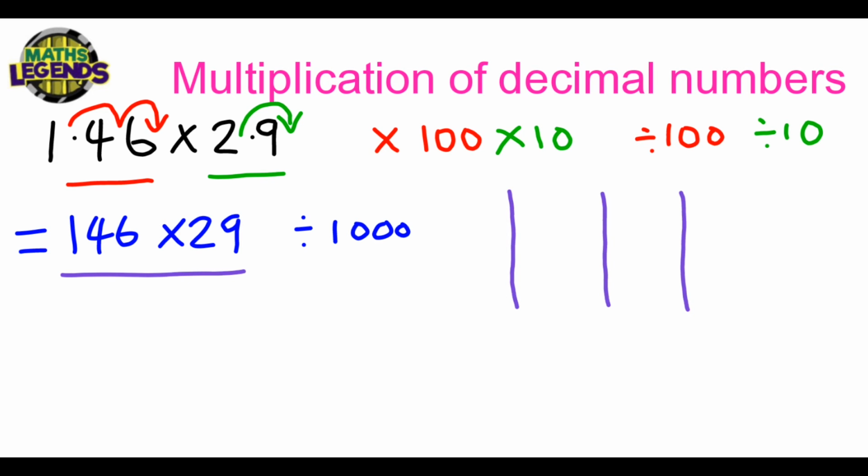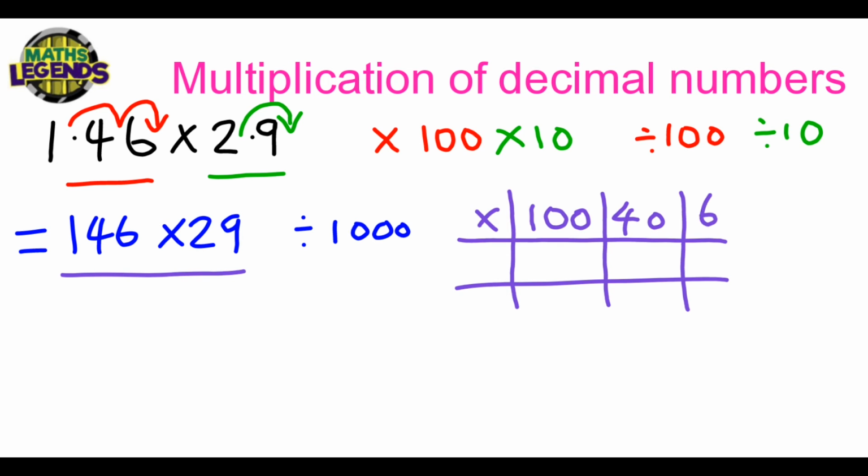And the second number has 2 digits, so we draw 2 lines. Then we place the numbers on the top as 146, so 100, 40, and 6, and 29. We then fill the boxes, so 100 times 20, 1 times 2 is 2, and then we add 3 zeros, 1 from the 20 and 2 from the 100.